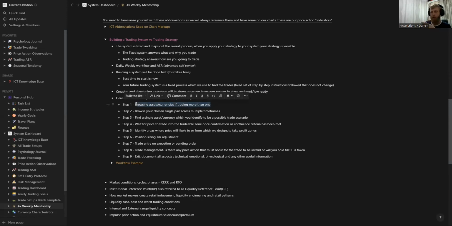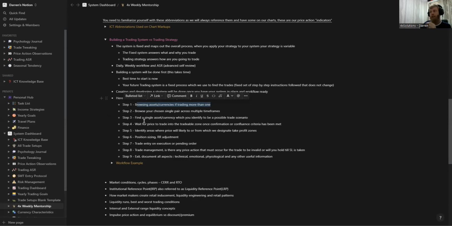Step 1 is to browse what you've chosen. Maybe you've chosen 2 or 3 assets or currencies that you're going to look through. And of those 3, step 2 is to browse a specific pair, across maybe multiple time frames, and you found a sort of replica of what you like to look for, and that would be you done in step 2 over here, basically. So that would be step 2 of your system.